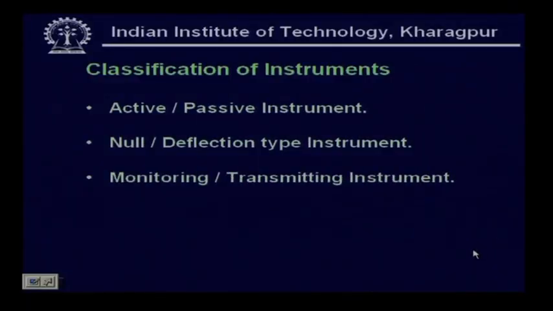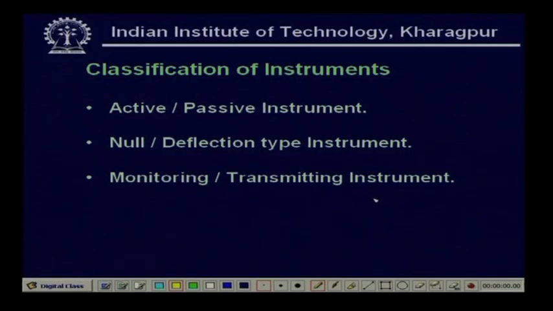Now, monitoring and transmitting instrument, what does it mean? A mercury in glass manometer is a good example of a monitoring instrument, as you have seen. Or suppose a flow meter, a rotameter, is a common example. How does it look? We will discuss the rotameter in detail later on.